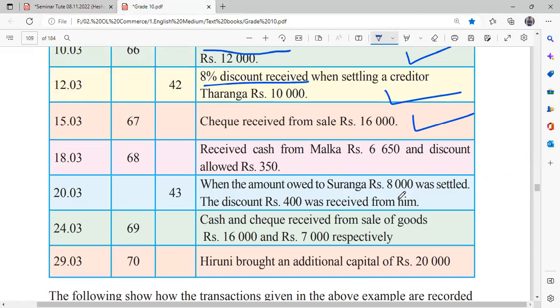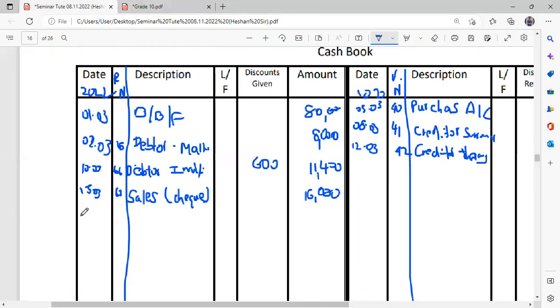Receive cash from Malka 6,650 and discount allowed 350, right? 350, which means we received cash from Malka 6,650, discount allowed 350, right? So which means we need to record it on the debit side. It's a cash receipt.